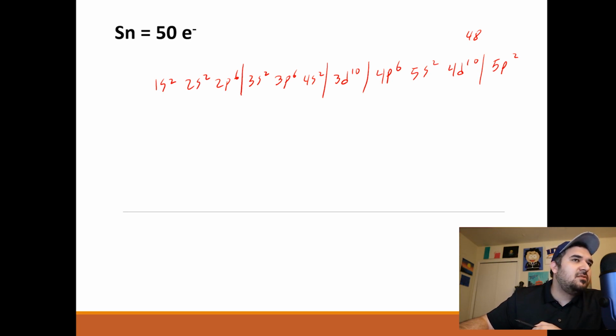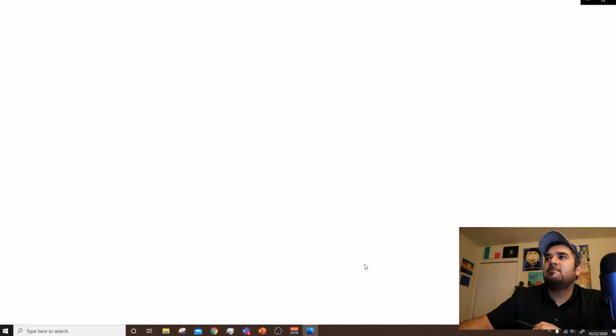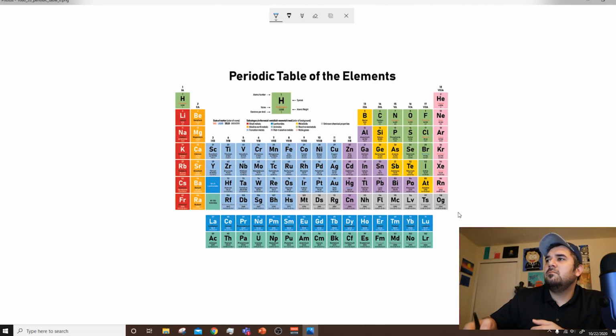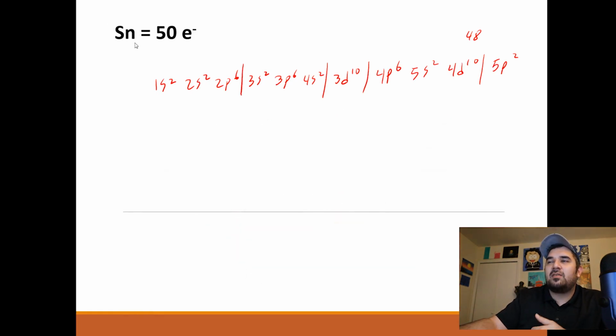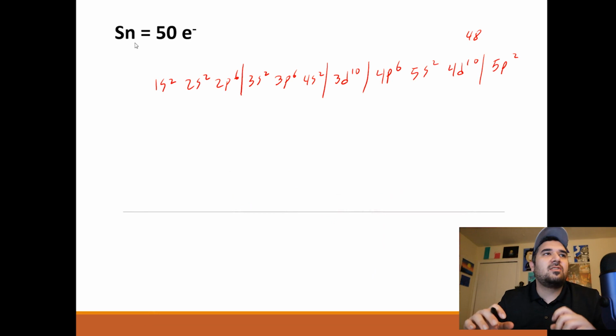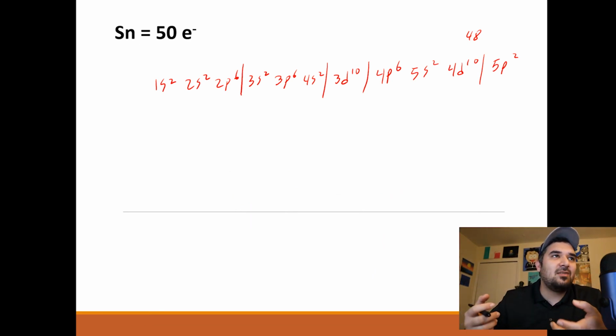So 5p2. So here's 5, 1, 2, 3, 4, 5, and then we're going to go to our P block, 5p1, 5p2. 5p2 is Sn, which is tin, and let's see if that's what we were looking for. We were looking for Sn, which is tin. So our electron configuration also tells us exactly where things are on the periodic table. And I know y'all think that's useless, but no, there is a purpose to it.